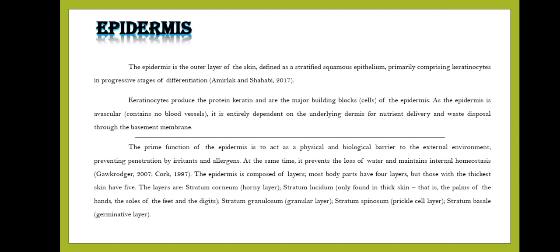Epidermis. The epidermis is the outer layer of the skin, defined as a stratified squamous epithelium primarily comprising keratinocytes in progressive stages of differentiation. Keratinocytes produce the protein keratin and are the major building blocks, or cells, of the epidermis. As the epidermis is avascular and contains no blood vessels, it is entirely dependent on the underlying dermis for nutrient delivery and waste disposal through the basement membrane.